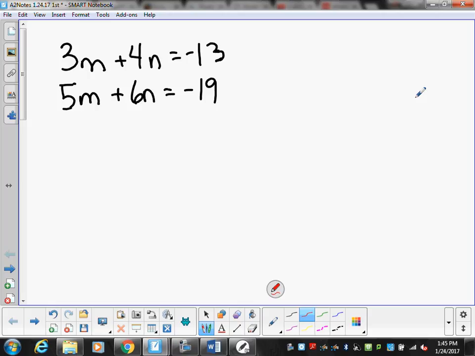So here's the way you do that. You look at the m, and it's got a 3. You look at this m, and it's got a 5. The best way to get the coefficients to be the same is to multiply by each other. So we'll start with multiplying this top one by 5, and then we'll multiply by negative 3, because you want them to be opposite. So one to be positive, one to be negative.